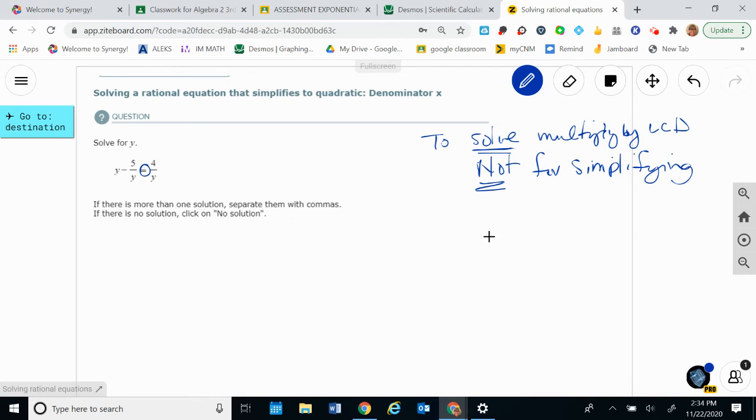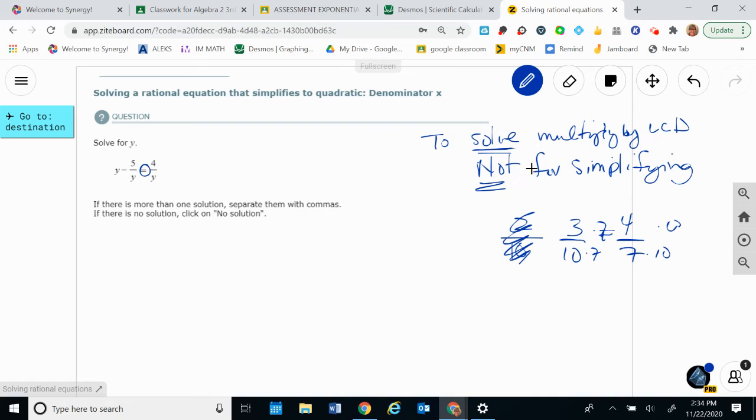When you have, say, 3 over 10 plus 4 over 7, we don't multiply both of these things by 70. That would be silly. Don't do that. You multiply this one by 7 over 7 and this one by 10 over 10, right? To get a common denominator.